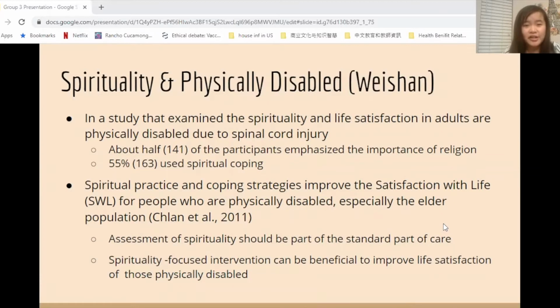The study suggests that assessment of spirituality should become part of the care. Spirituality-focused intervention could be beneficial for people with physical disability. So in the next slide, Naomi will further explore the support and barriers of spirituality.